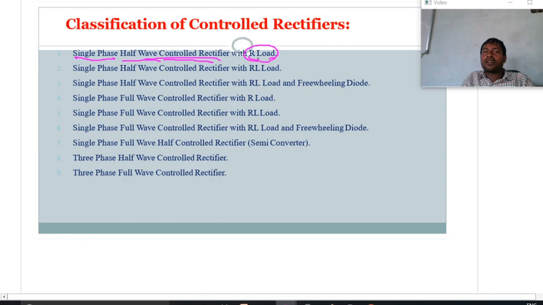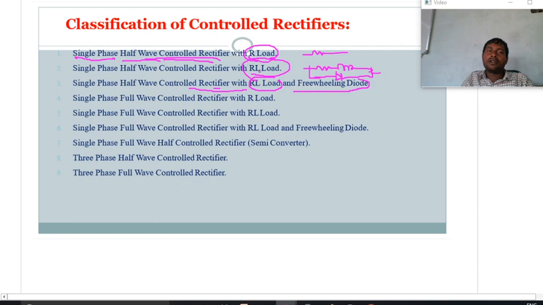RL load is nothing but resistive and inductive loads. And also the controlled rectifier with RL load with freewheeling diode. Nothing but across the RL load, if you connect a diode, that will become RL load with freewheeling diode. I will explain individually every phase control rectifier with different loads, but now just remember the classification.